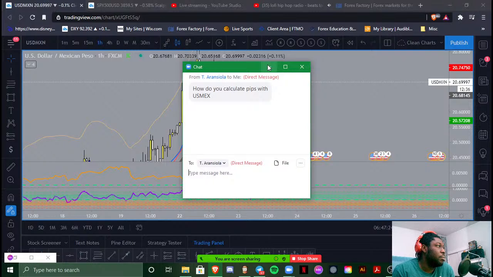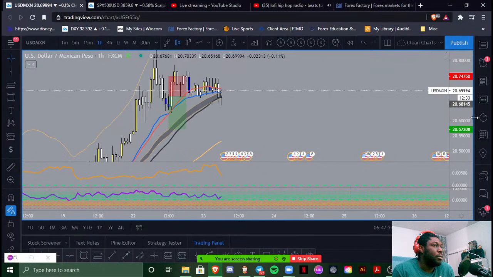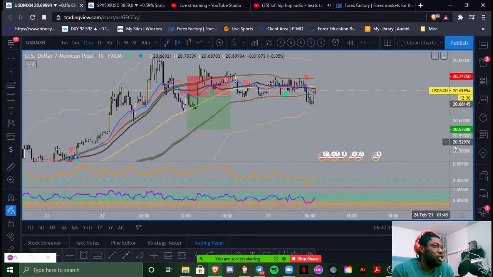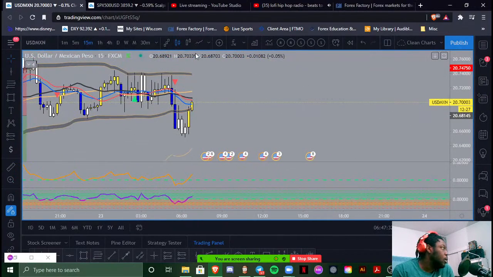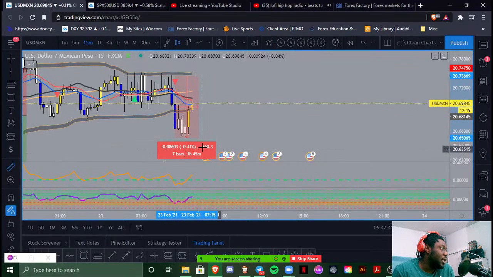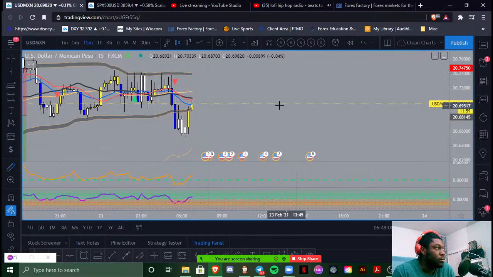How do you calculate? So with USD Mexican, and this is just on TradingView, if you're calculating it on TradingView, then what you would do, let's say from this high to this low, what you want to focus on, you see how it says 860? That's not 860 pips. It's actually 86 pips. So this digit right here, this third digit, if you're using this on TradingView, is what you want to close off, right? You don't want to look at it as 860 pips. It's 86 pips. So that's how you calculate pips on USD Mexican on here.